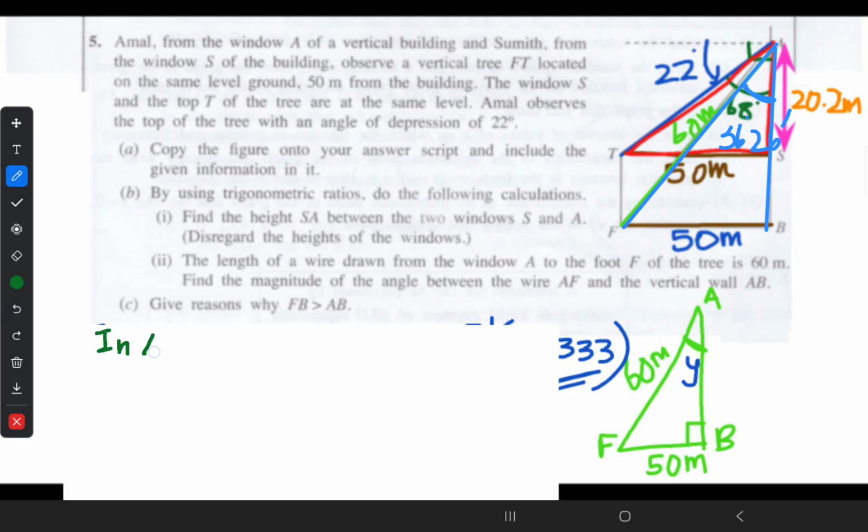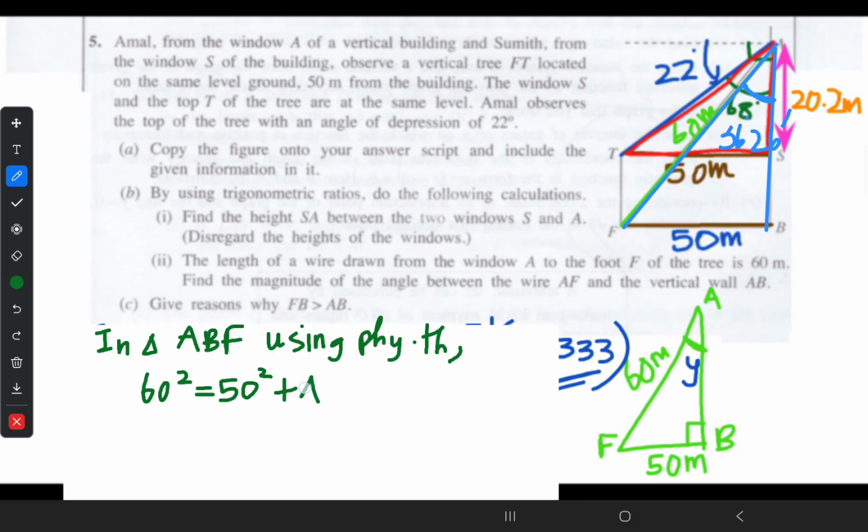In triangle ABF, using Pythagorean theorem, 60 square equals 50 square plus AB square. So 60 square, that was 3600, minus 50 square, that would be 2500. That will give you AB square. So AB square is 1100.